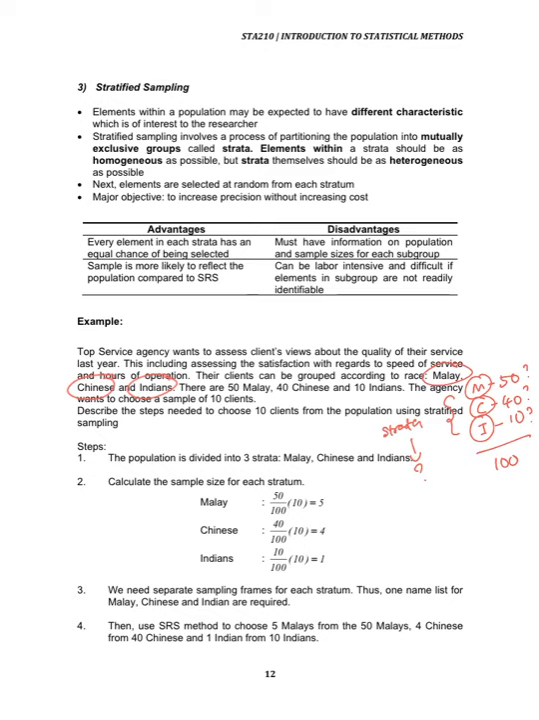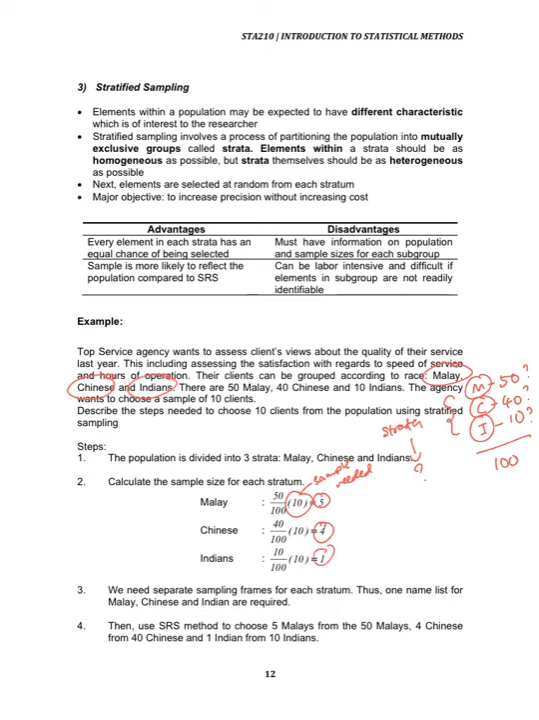Okay, cara dia adalah, so we take a look into the total of Malay. So we have 50, divide by total, grand total 100, and then we times to 10. 10 is the sample yang kita perlukan. Okay, so we will get 5. Okay, and then repeat the same step. So kita Chinese, kita ada total 40 over 100 times 10. So we get 4. Indian pun sama, we get 1.